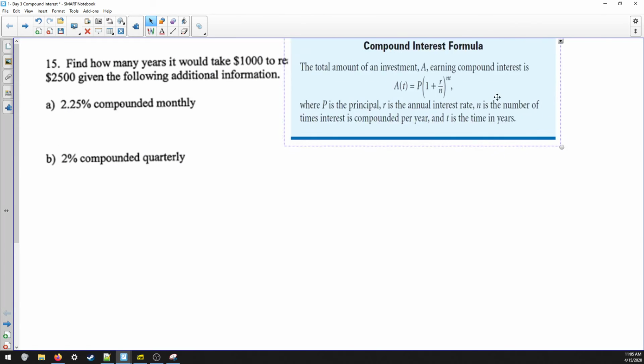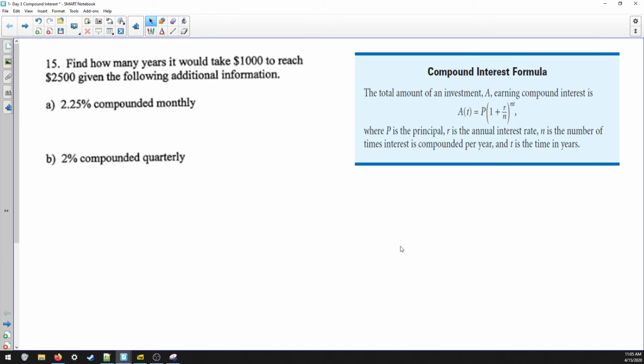Okay, so taking a look at this problem, it's saying that we have $1,000 and we would like that $1,000 to become $2,500, right? So what we know is that the P is 1,000. Okay, they're telling us it's 2.25%, so that's our R. Okay, they're saying it's being compounded monthly or quarterly, right? So that's going to tell us the N value. The N value is the number of times the interest is compounded, right? So when I say monthly in a year, that's going to happen 12 times, right? So that's kind of all the information that we need.